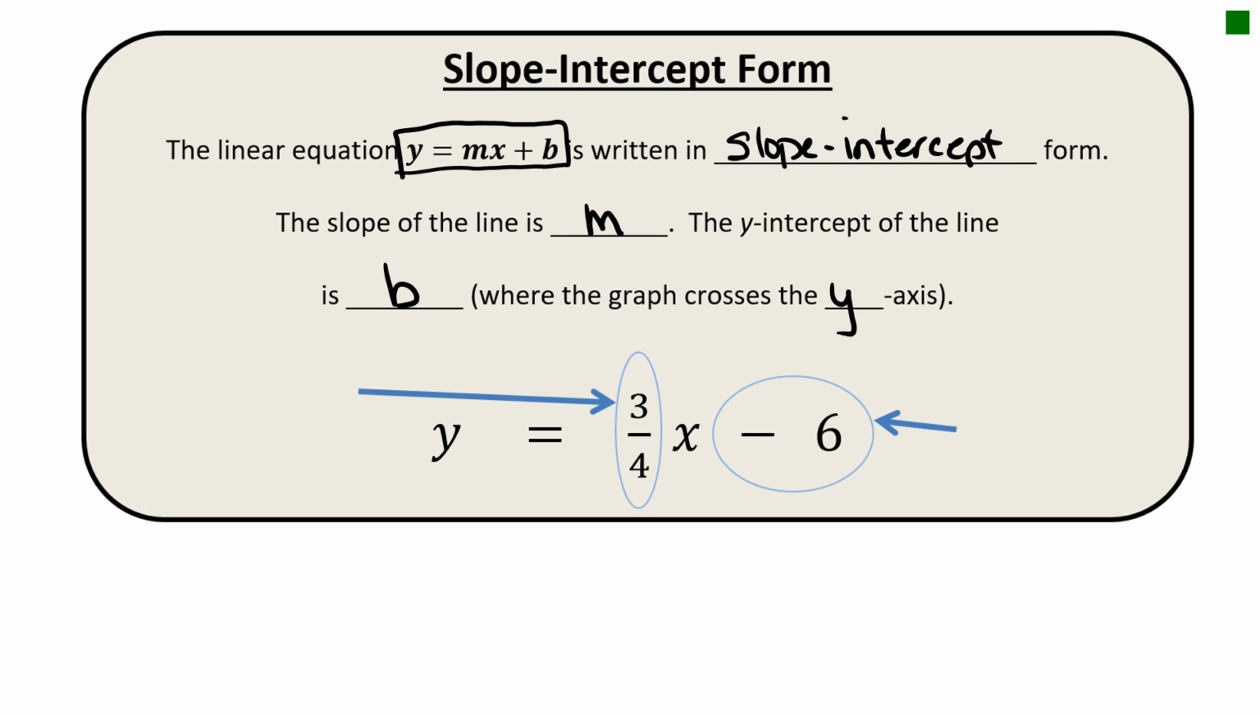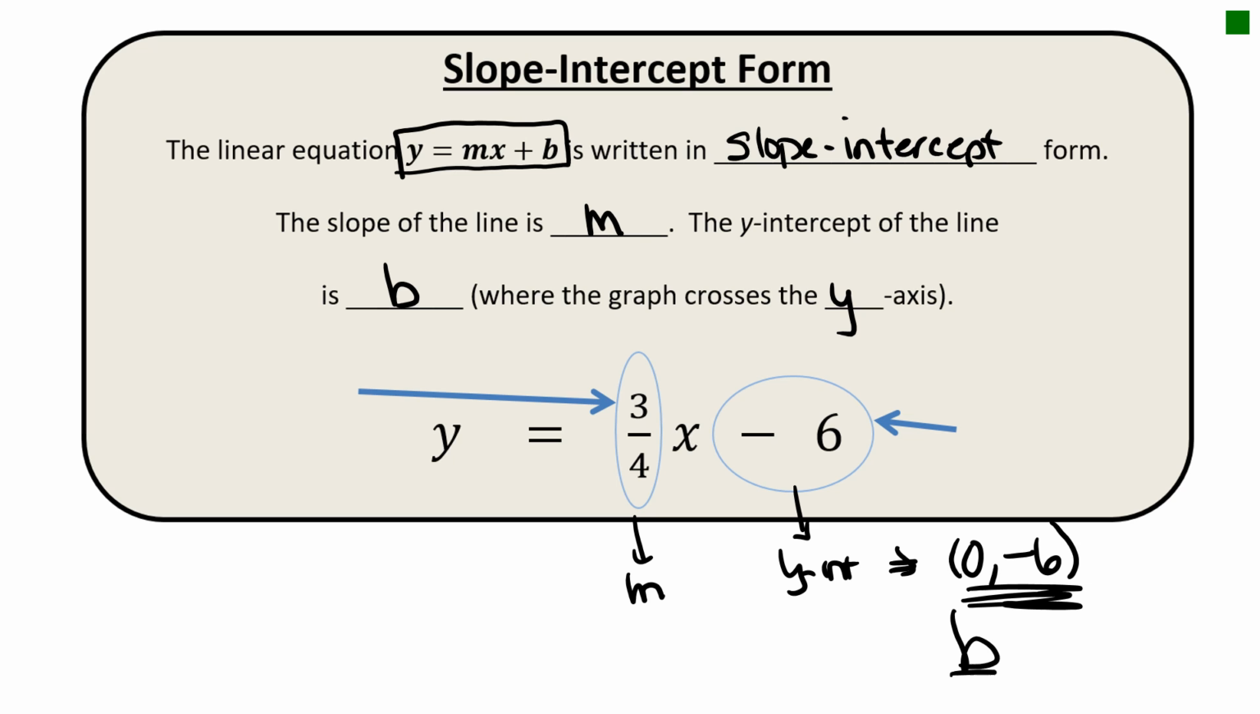So remember, y-intercepts are written as points. So when you just see b, for example here, that's your slope. This is your y-intercept. So your y-intercept is the point 0 comma -6. This is where you begin graphing.